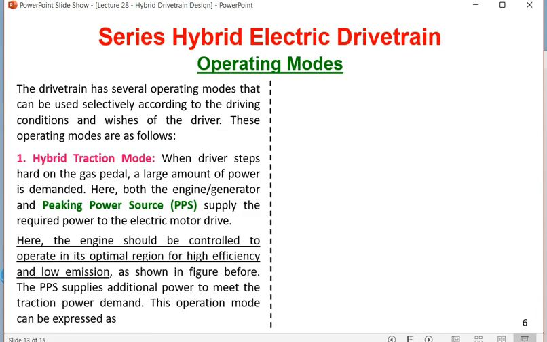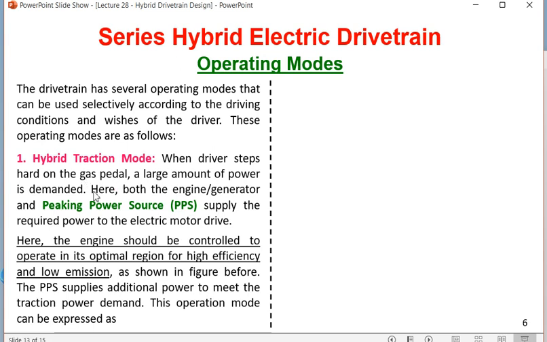So first one is hybrid traction mode. When the driver steps hard on the gas pedal, a large amount of power is demanded. So there is a sensor connected to the gas pedal. That sensor is connected to the vehicle controller, the main ECU. So if the driver is asking for too much traction power or too much power from the drivetrain, at that time both primary and secondary drivetrain will be working together. So the driver steps hard on the gas pedal, a large amount of power is demanded.